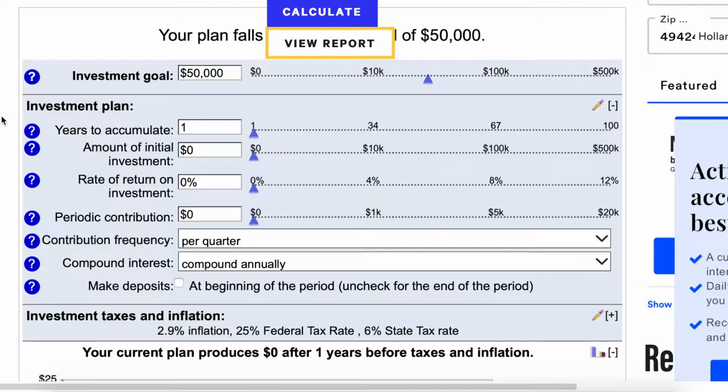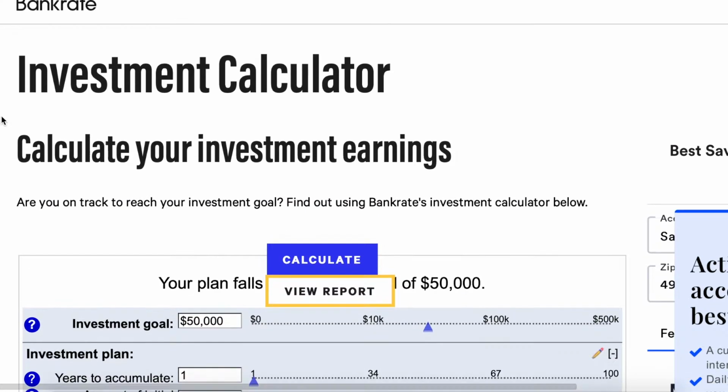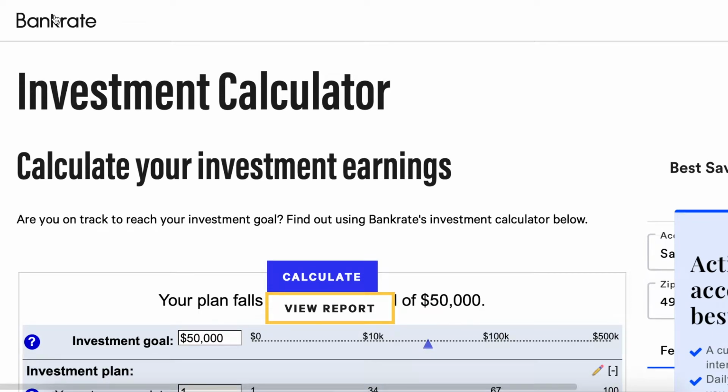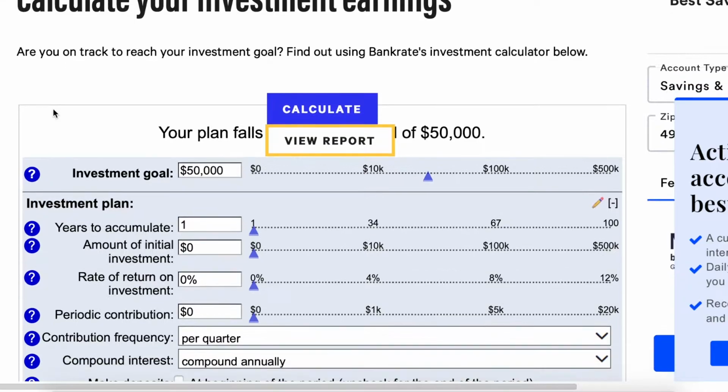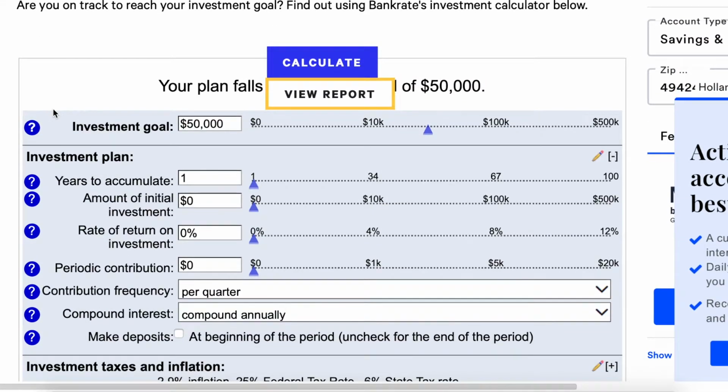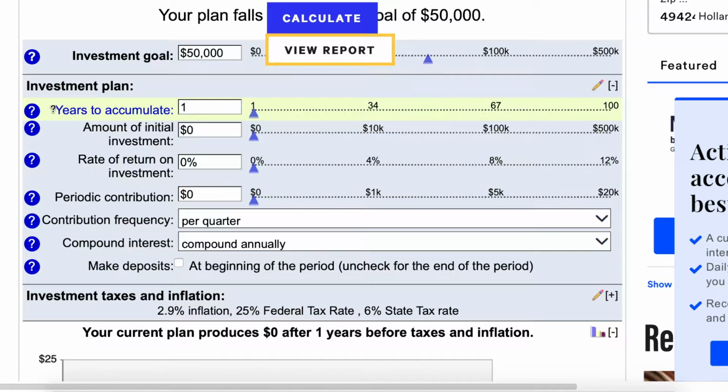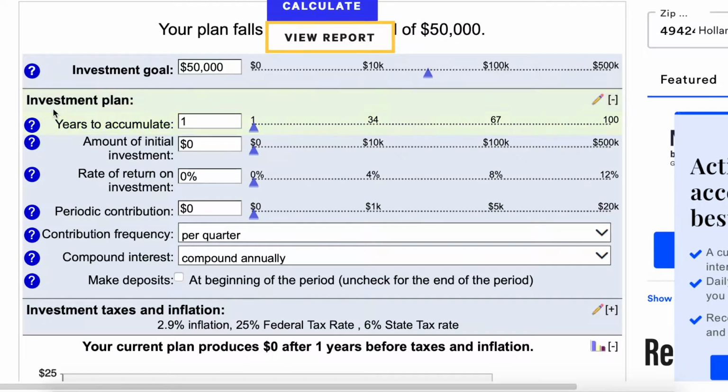So there are a lot of different calculators out there. This one is Investment Calculator by Bankrate. You can just Google this or search it and you can find this earnings calculator or this investment calculator. I just wanted to walk you through it because some people don't really understand how to use these. And I want to talk about each part of this and give you an idea for what this does. So let's say that you have an investment goal.